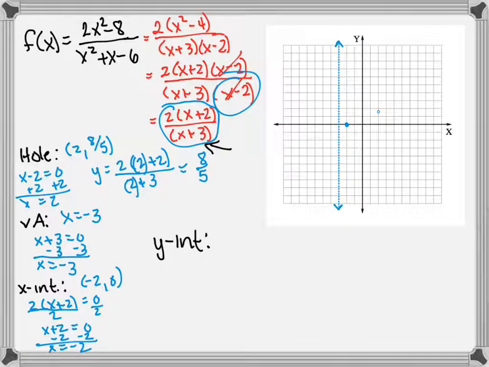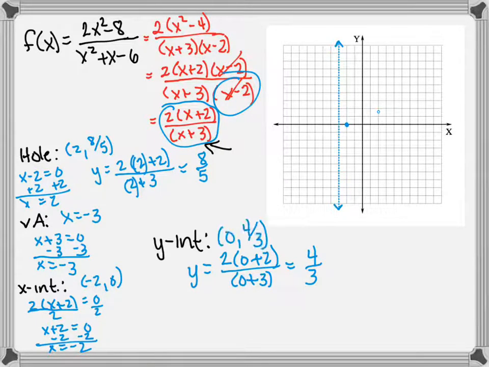For the y-intercept, we'll put 0 in for x. So y equals 2 times the quantity 0 plus 2 over 0 plus 3, which is 4/3. So we have a y-intercept at 0, 4/3. Can plot that.